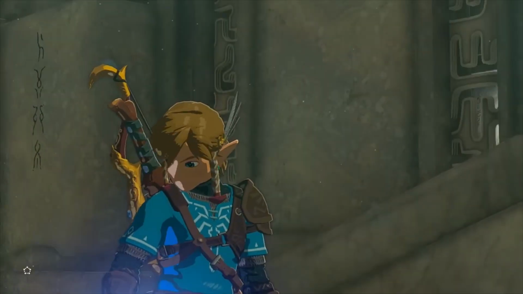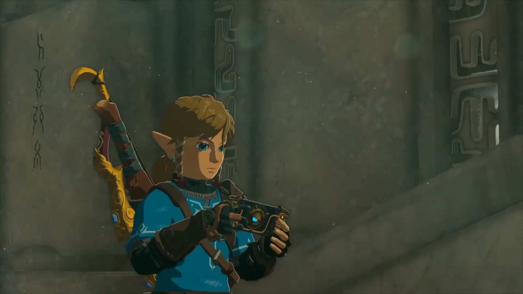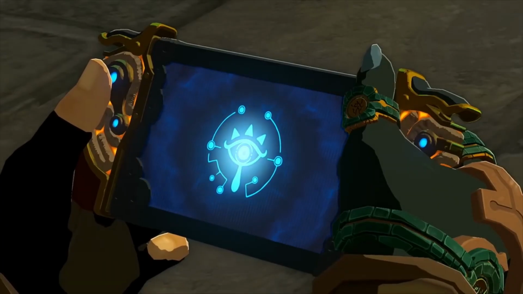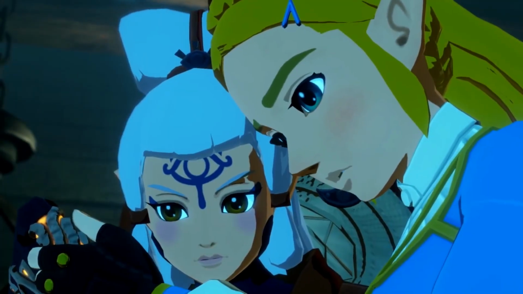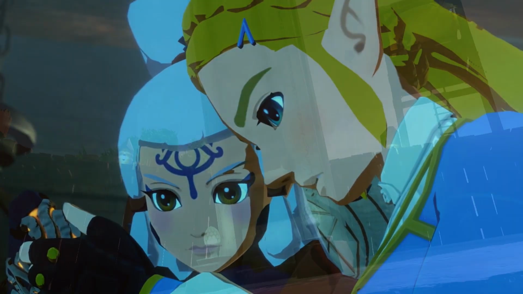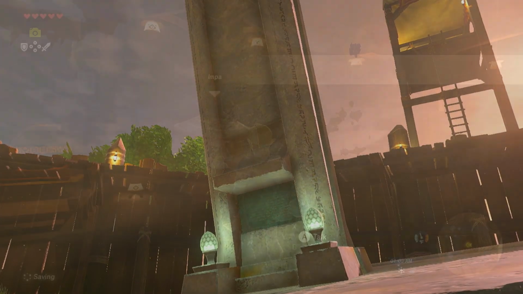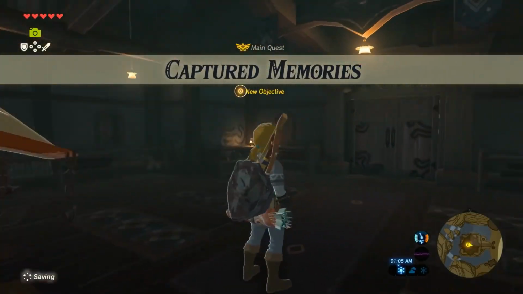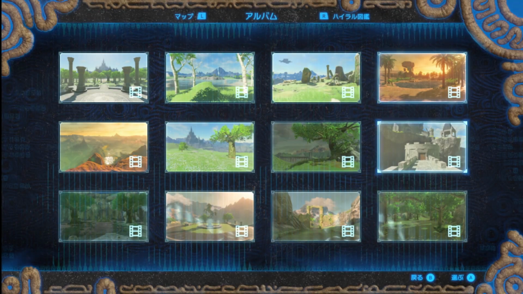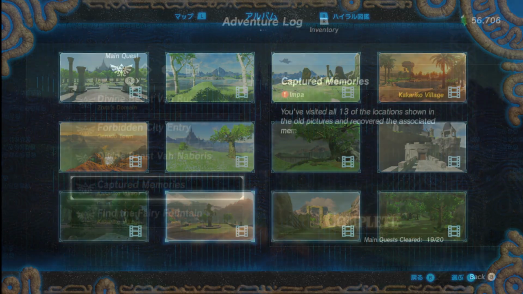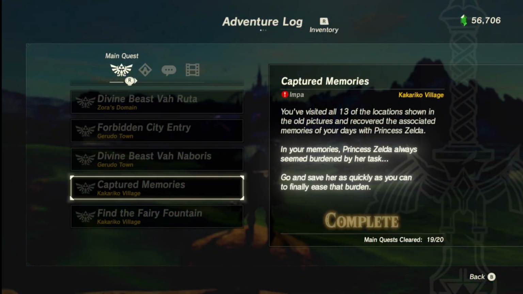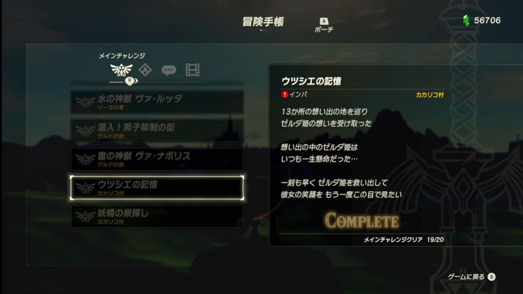The decision to omit or drastically alter these lines in the English release may be related to how difficult they would have been to render into English without sounding unnatural, due to how the Japanese language is more flexible in this nature, and therefore can better leave it up to interpretation. A key example of this can be found in the Captured Memories quest, where, after regaining all 13 memories, the English quest text states that, in the memories, Princess Zelda always seemed burdened by her task, and that you should go and save her as quickly as you can to ease that burden. The Japanese, however, can be translated differently.